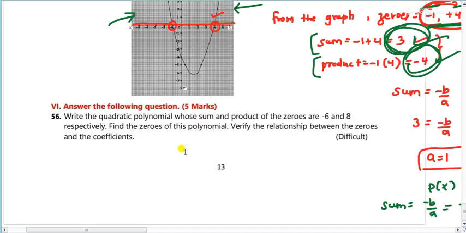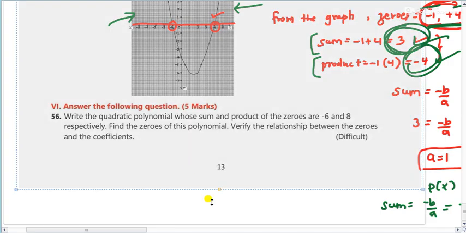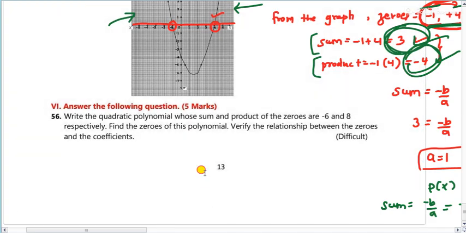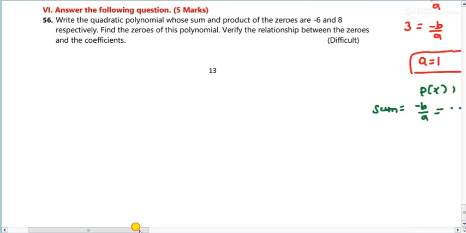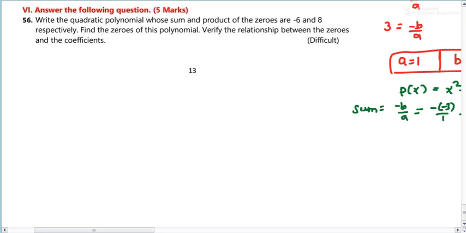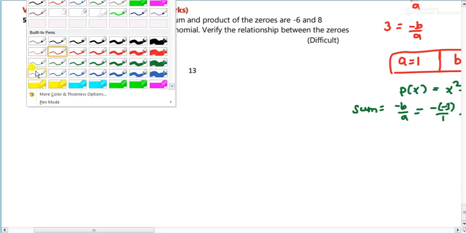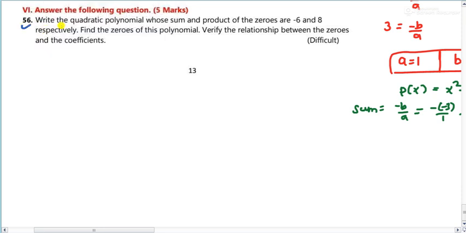Okay, so shall we go to the last question now, the final question? So as per the data, let's see. Write the quadratic polynomial whose sum and product are minus 6 and 8 respectively. Find the zeros of the polynomial. Verify the relationship. Okay, so this is the question.